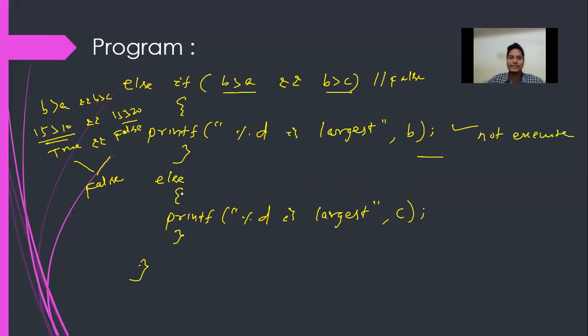And finally, in the else statement, if the first two conditions are false, then finally the else block will be executed. That means c will be the largest. That means 20 will be the largest. Okay, so let's run the program using Dev C++ editor and see what is the output.